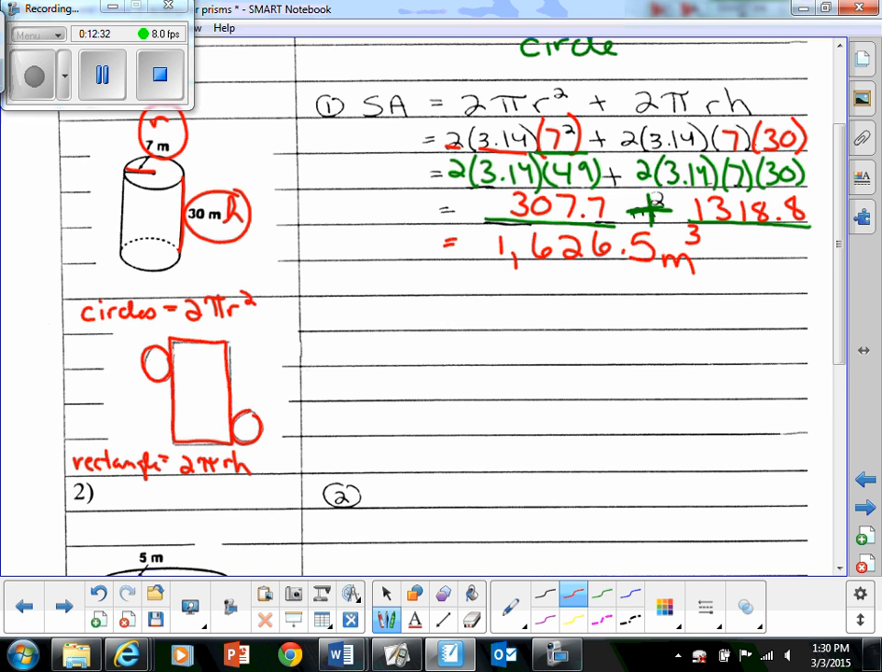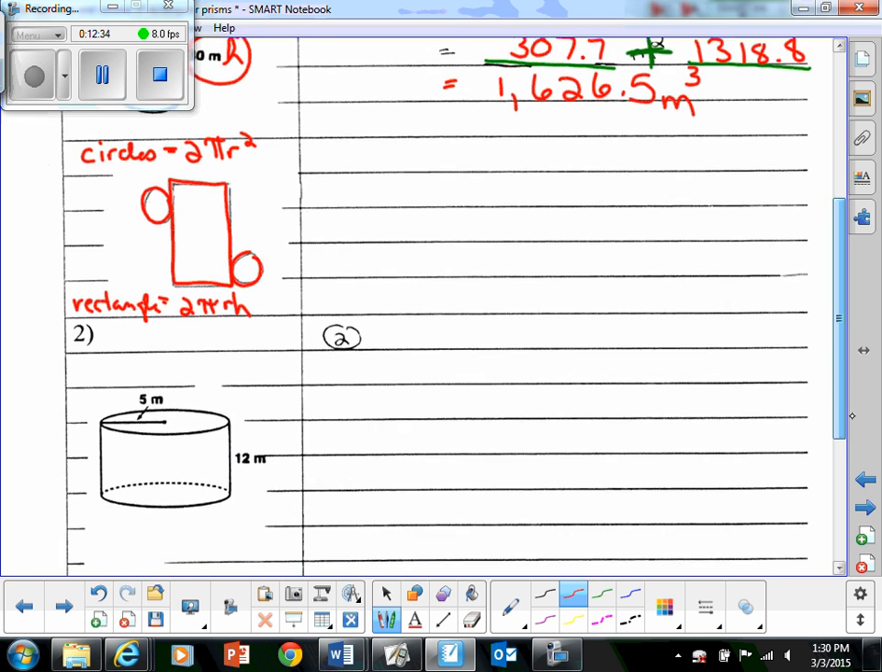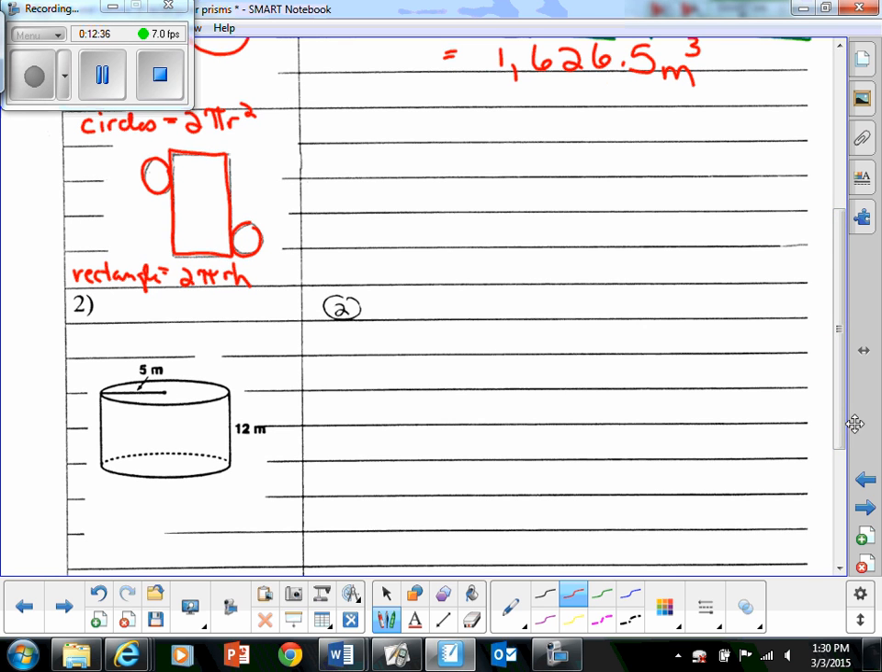All right, let's move down to our last example. Okay, so first step, we're going to write the formula. Surface area equals 2 pi r squared. And what part of the formula is the 2 pi r squared? Is that the squares? The rectangle, or is that the circles? Right, that's the circle part of the formula.